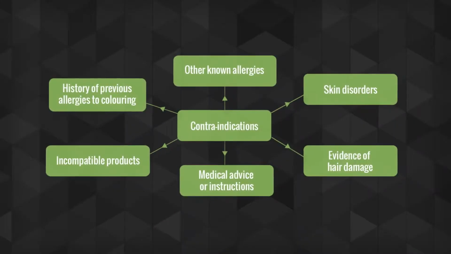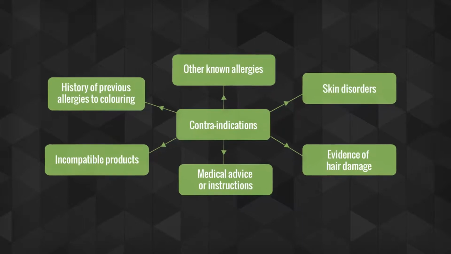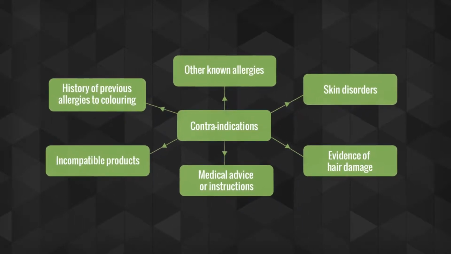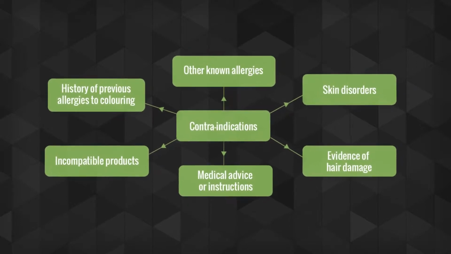It's important to recognise any contraindications to colouring and lightening services, such as history of previous allergic reaction to colouring products, other known allergies, skin disorders, incompatible products, medical advice or instructions, evident hair damage. Also consider current legal requirements and guidance relating to age restrictions for colouring and lightening services.